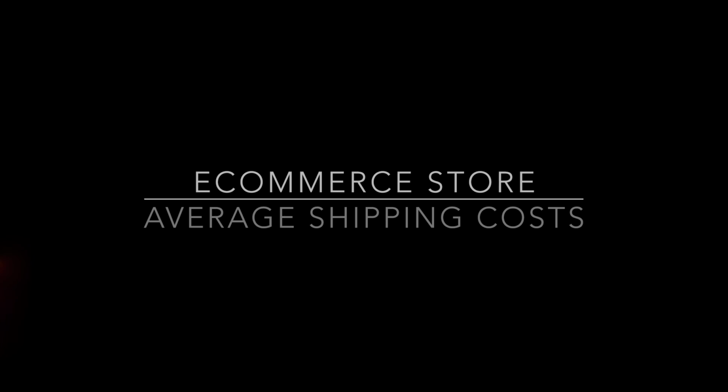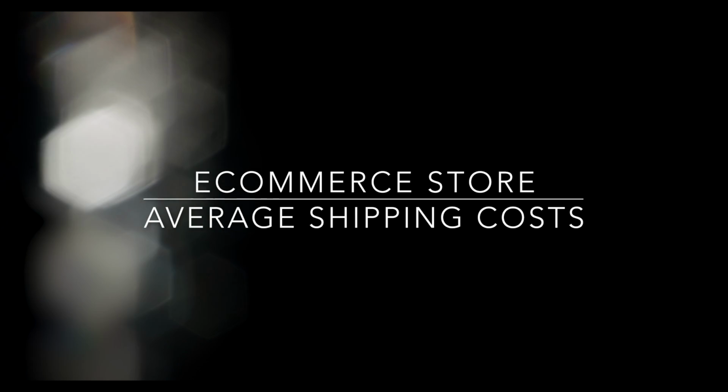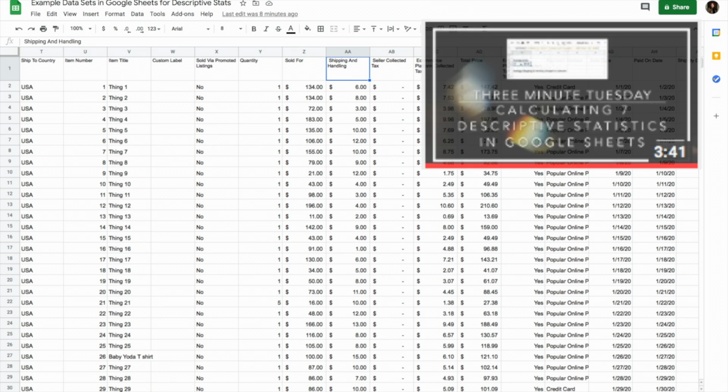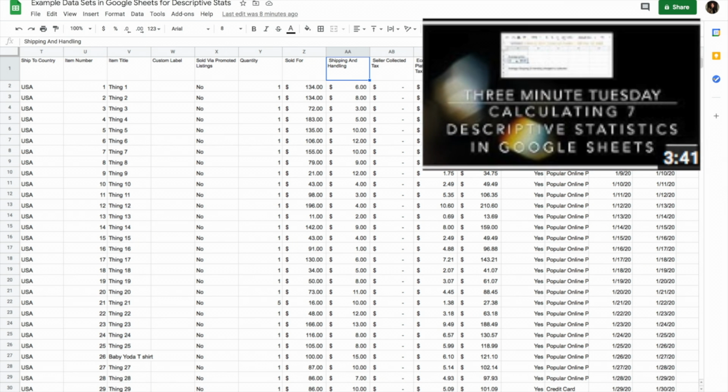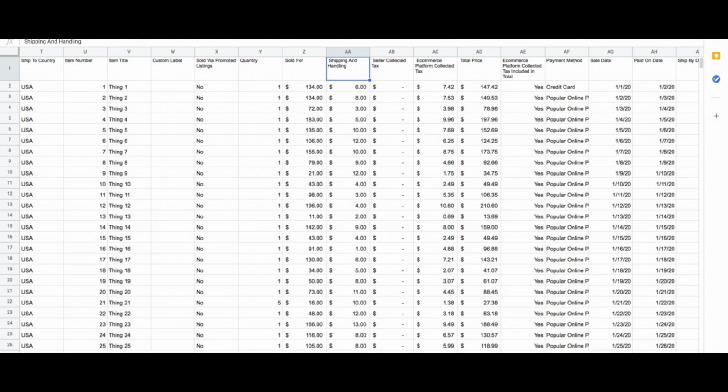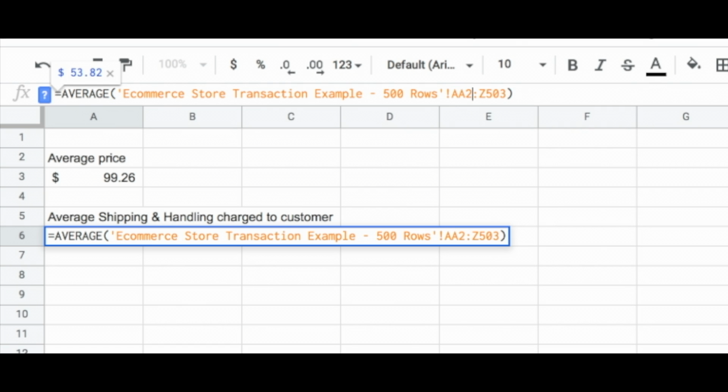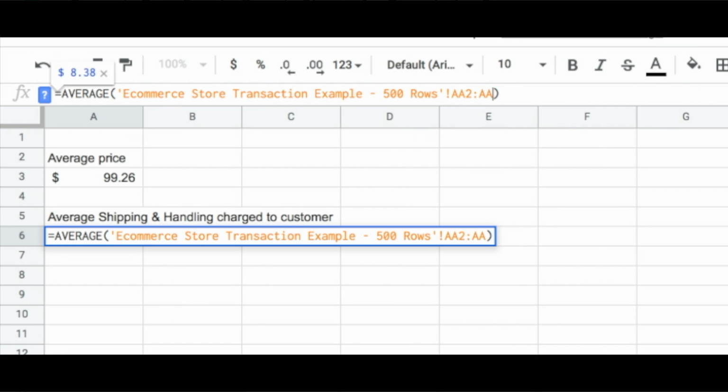For example, using the sample dataset of an e-commerce store, which was featured in our video on how to calculate descriptive statistics, including the mean, using Google Sheets, we can calculate things such as the average price. That's something that we're interested in looking at.